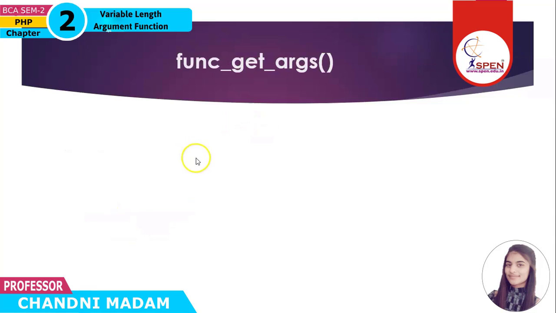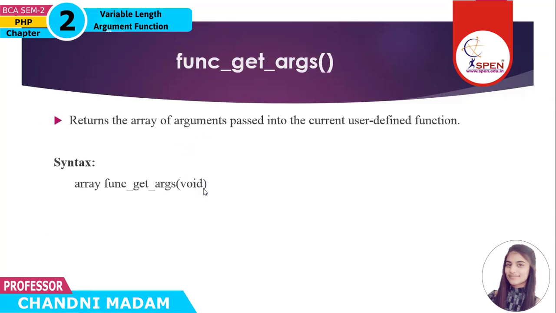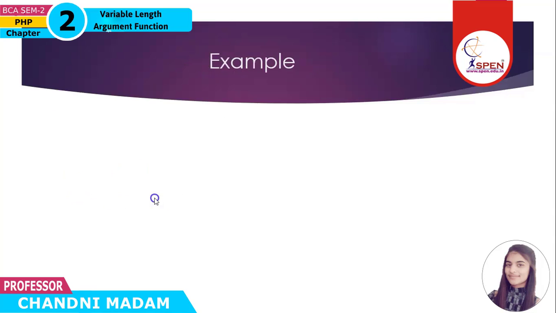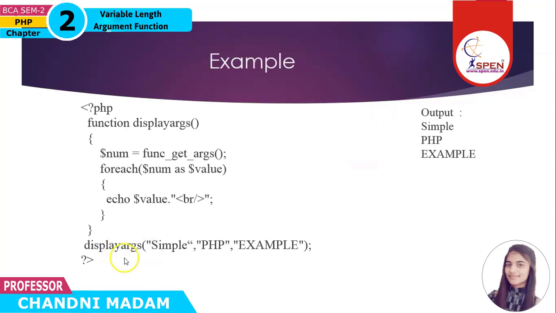Now next is func_get_args. This function returns an array of your user defined function's arguments. Here is the syntax. This function returns an array value. Now let us see the example to better understand.